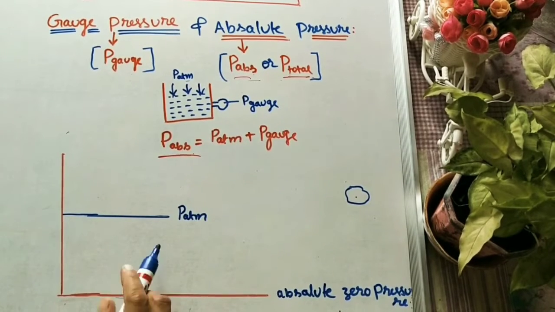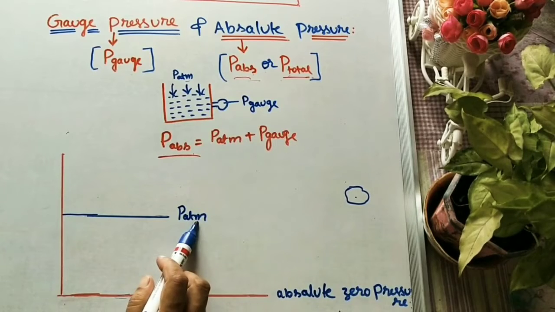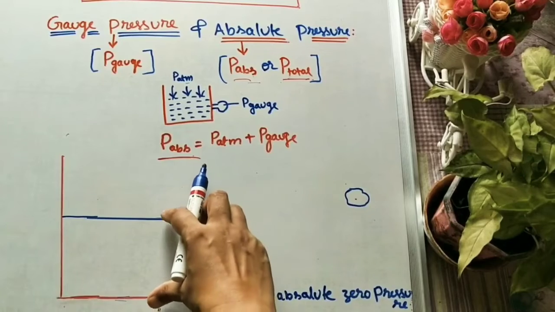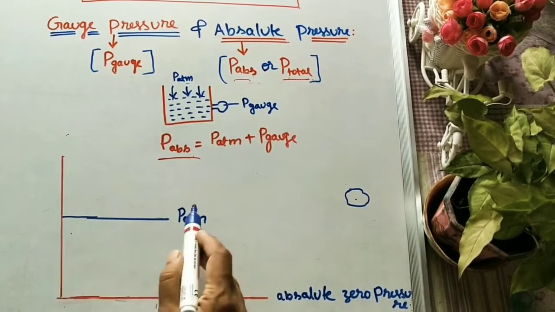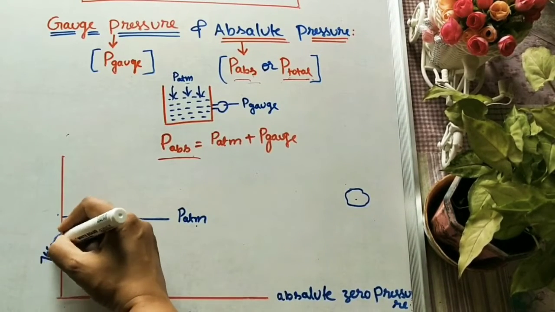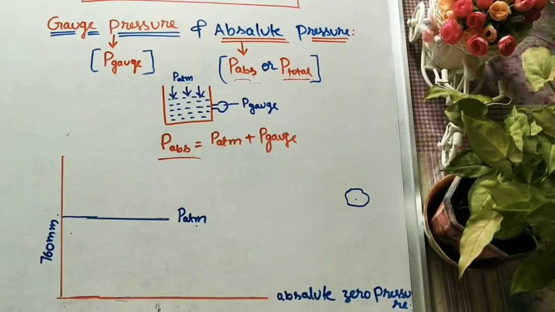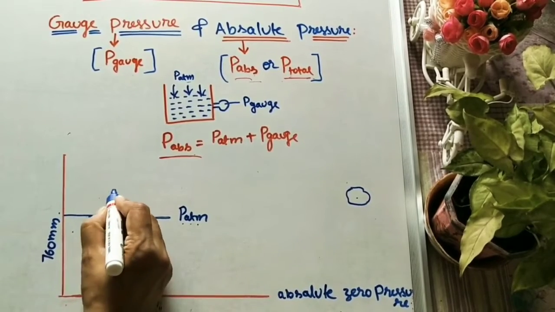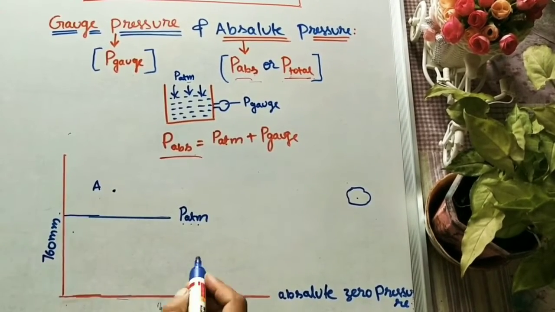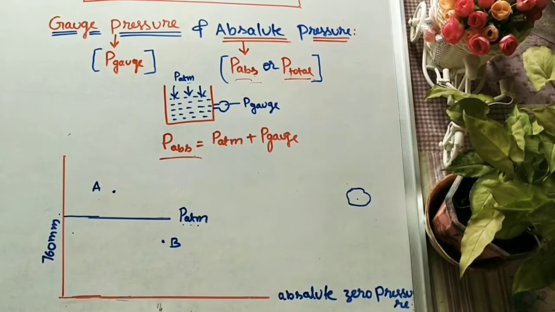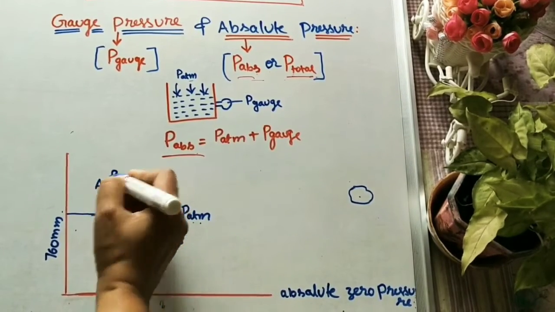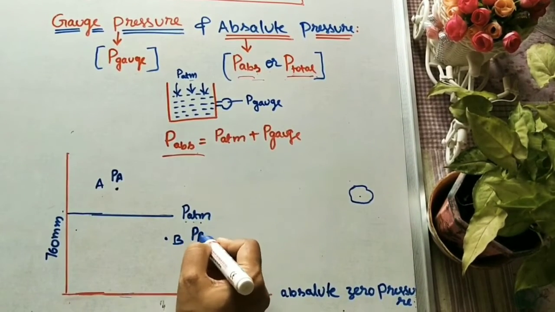After that, we know atmospheric pressure is 760 mm or 1.01325 bar. It has a fixed value. This is 760 mm, so I am taking this line here. This gap is 760 mm. And then I am marking P atmosphere. Here I am taking 2 points, some A point here and then B point here. One is above the atmospheric pressure and B point is below the atmospheric pressure. Pressure at A I am taking as PA, and pressure at B as PB.